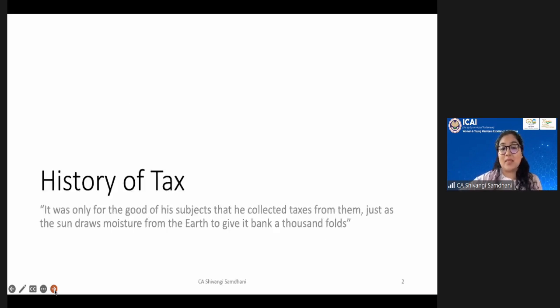So friends, starting with the history of tax. Is tax an old subject or is it a new thing? I know you will be amused to know that taxation is a very old concept. It is there from emperors' times. And I got to know that Kalidas, ages back, gave a quotation, which I got in translation, which is mentioned in my PPT also.